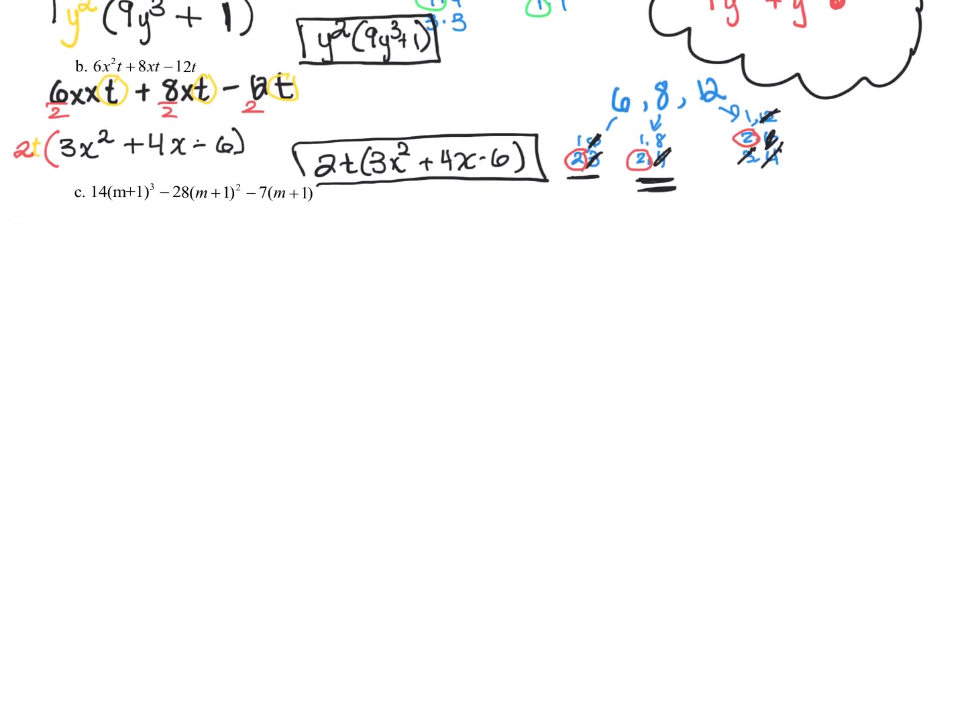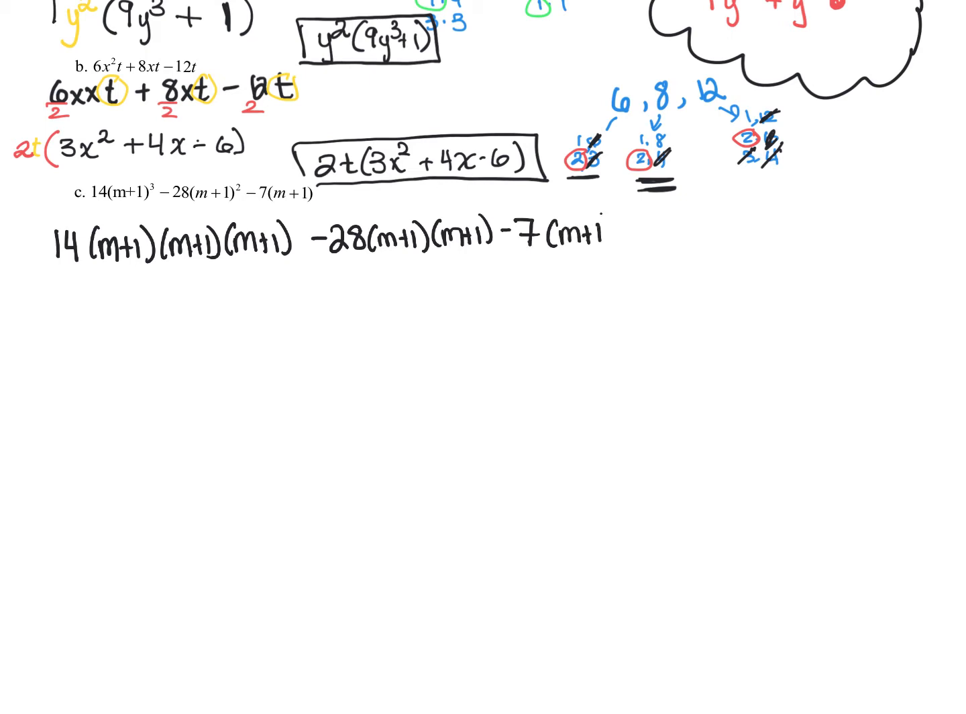The last one might look a little scary, and that's okay. We're just going to draw it out. So we have 14 times (m plus 1) cubed, so I need to write m plus 1 three times, minus 28 times (m plus 1), minus 7 times (m plus 1).